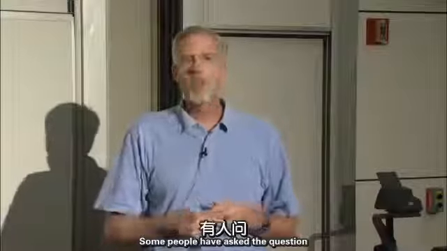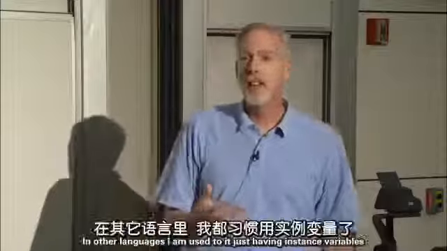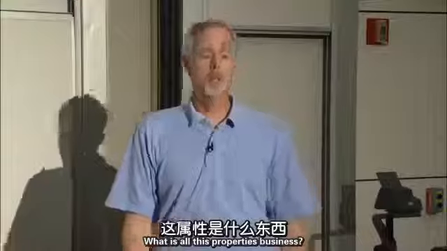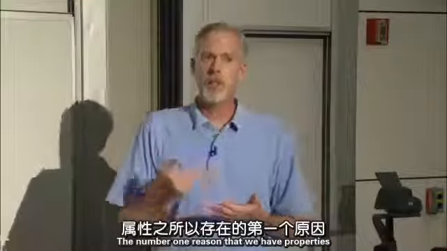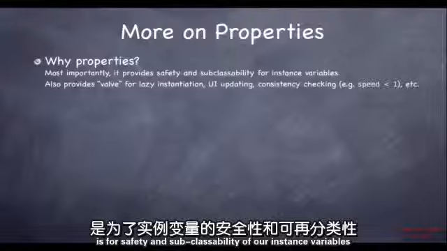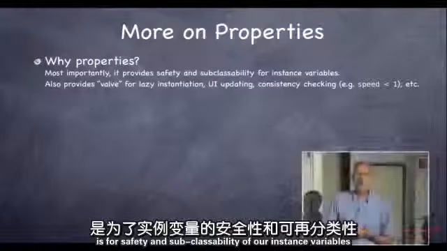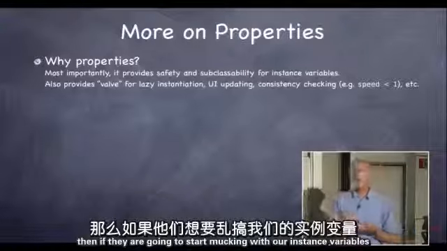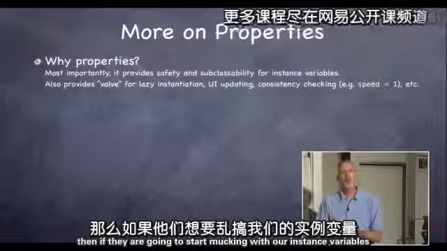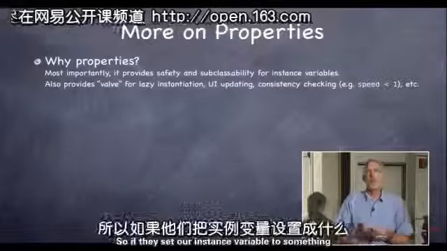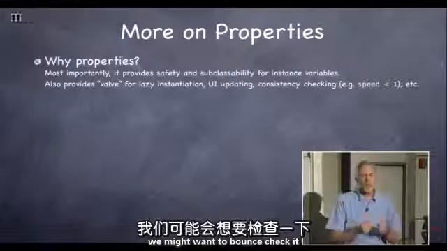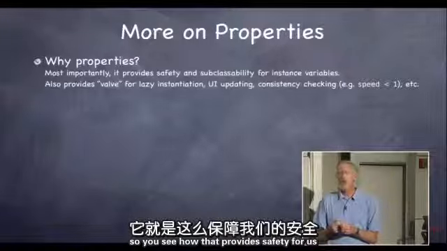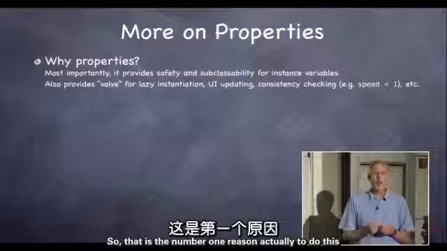Some people have asked the question, why do we have properties? Okay? In other languages, I'm used to just having instance variables. What is all this properties business? The number one reason that we have properties is for safety and subclassability of our instance variables. If we're going to allow someone to subclass us, then if they're going to start mucking with our instance variables, we want to be able to be involved. So if they set our instance variable to something, we might want to bounds check it or make sure it's not going to break us. So you see how that provides safety for us? So that's the number one reason actually to do this.